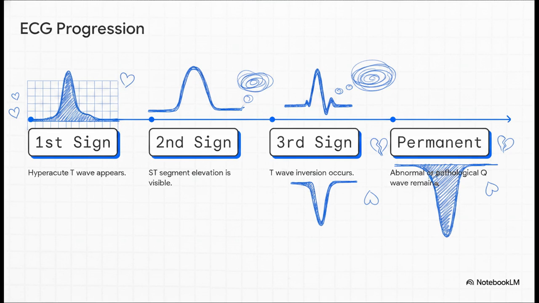Your very first red flag, the earliest sign of trouble, is a hyperacute T wave. Moments later, you witness that classic ST segment elevation. As the damage progresses and the ischemia deepens, you'll see T wave inversion.